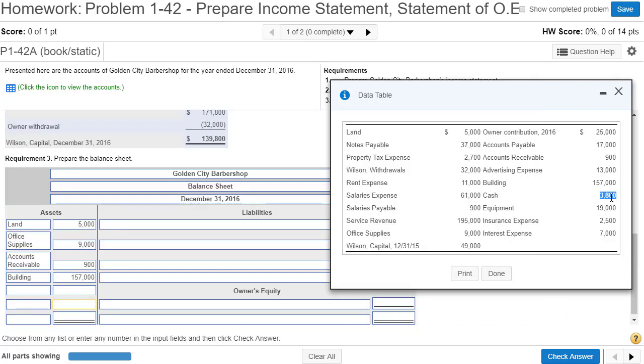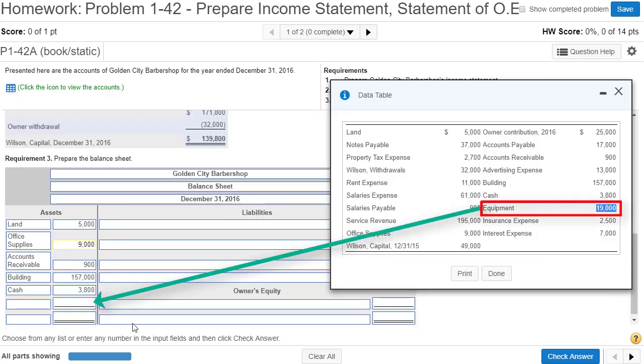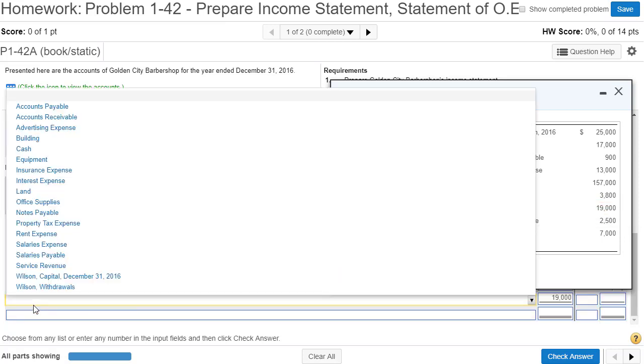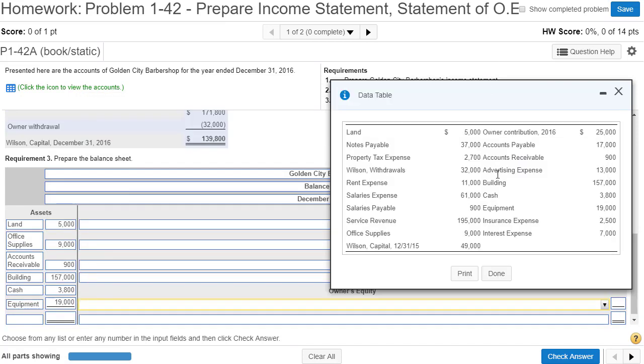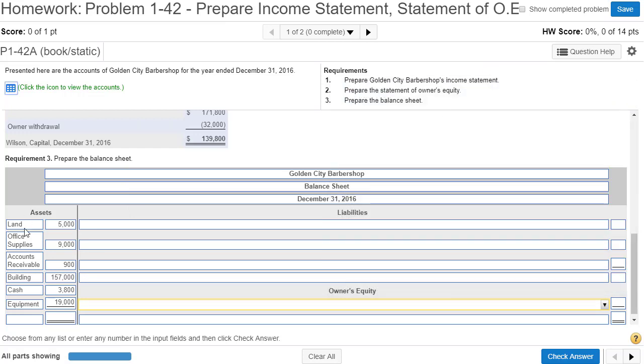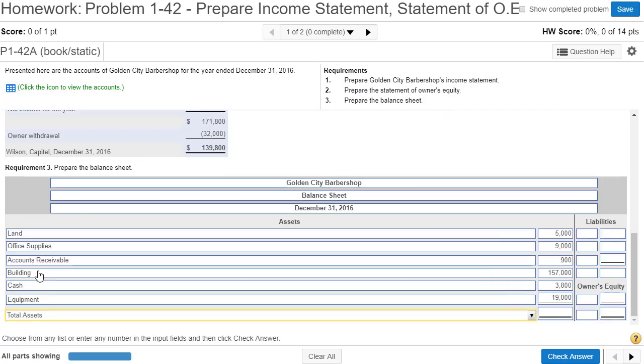And after building, we've got cash, everyone's favorite asset, and also the asset that thieves try to steal. Equipment is next. That's definitely an asset. Equipment is like our computers, our printer. And I don't see any other assets. So let me close this so I can do some math. Now I'm going to add up my assets to give us total assets.